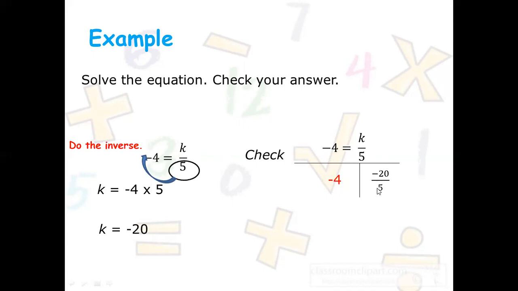We are dividing a negative number with a positive one. So you have to remember, our answer is going to be a negative or a positive number. It's going to be a negative because one of them is negative. So 20 divided by 5 is 4. Because it was -20, our answer is going to be -4 as well. Which means k is equal to -20 is the correct answer.